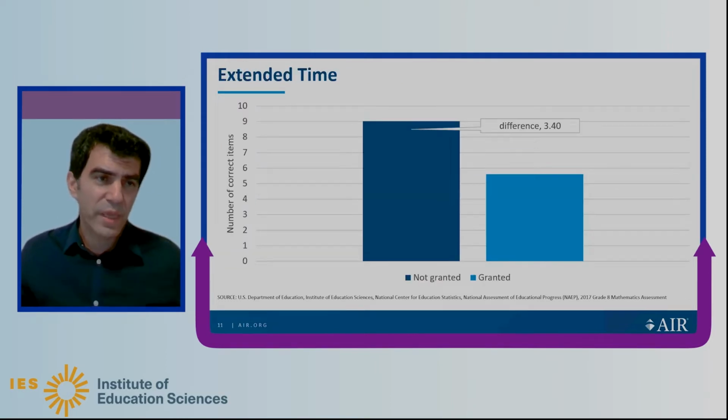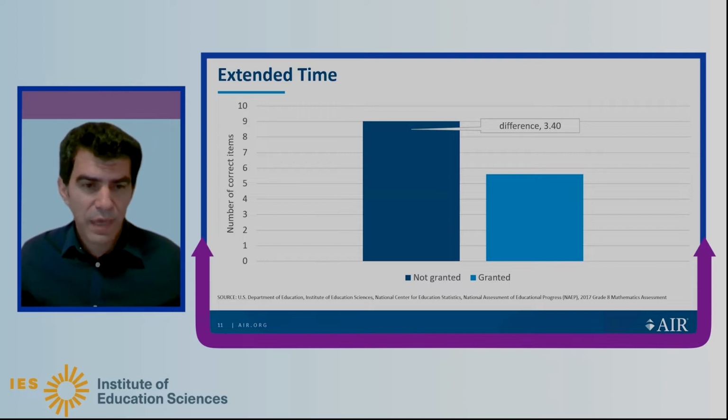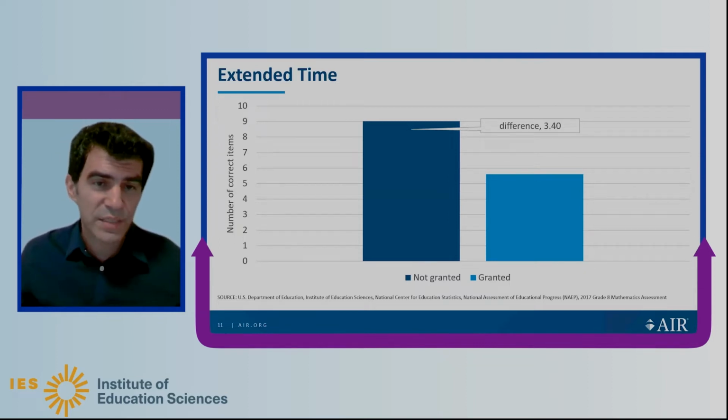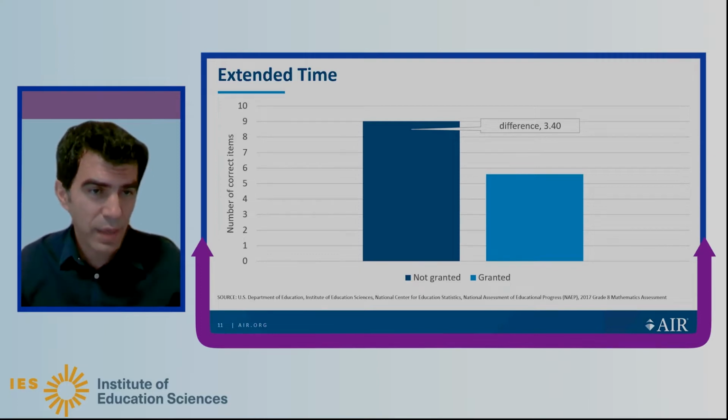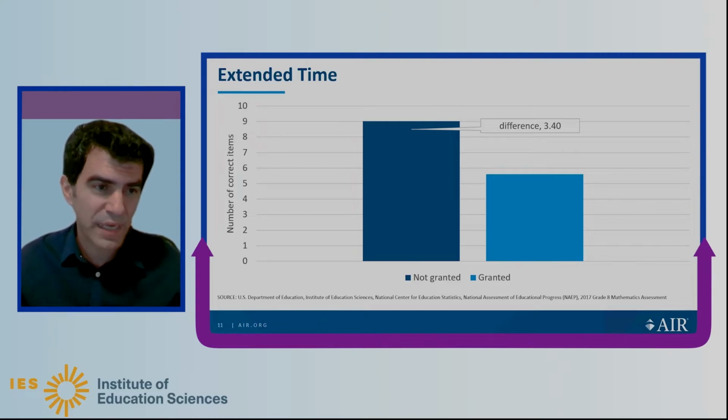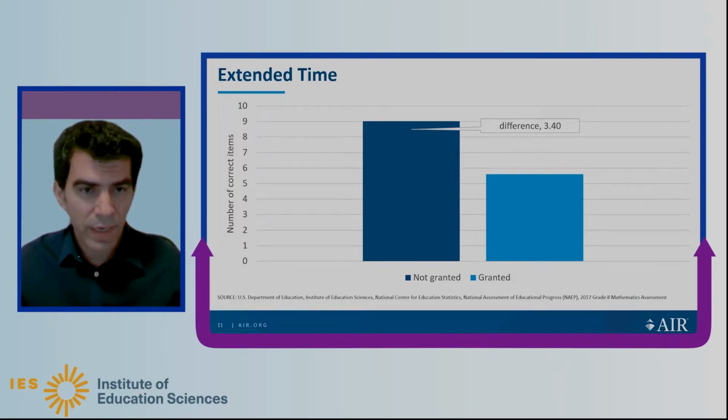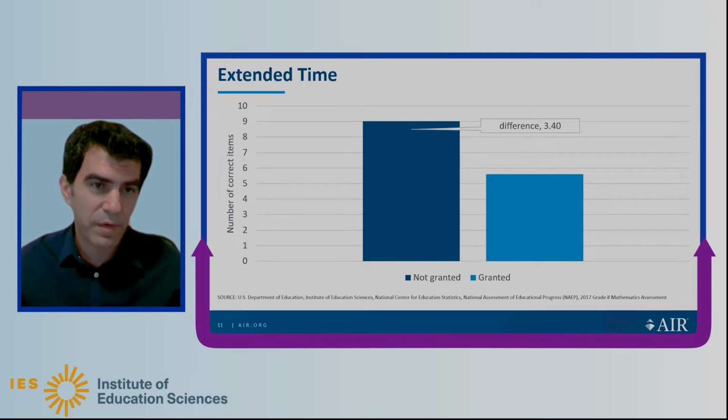Now we're going to start looking at how these accessibility features relate to student performance, starting with the first accommodation, extended time. This is what we would get if we don't have access to process data. What we are seeing in this table is the average number of correct items by students who are granted extended time and students who are not granted extended time. As you can see from this graph, the dark bar shows that students who were not granted extended time scored on average 3.4 more points on this test.